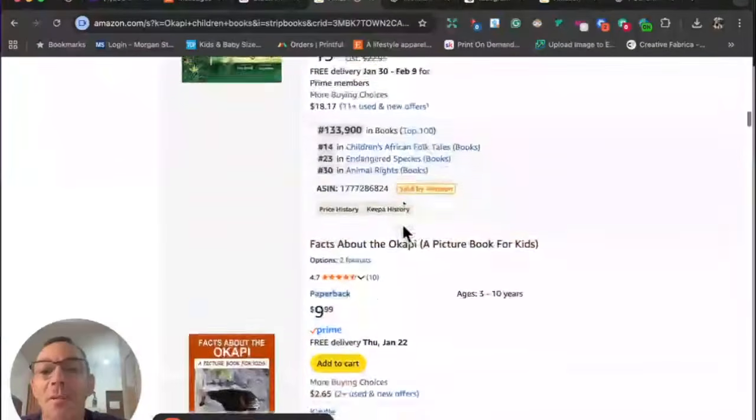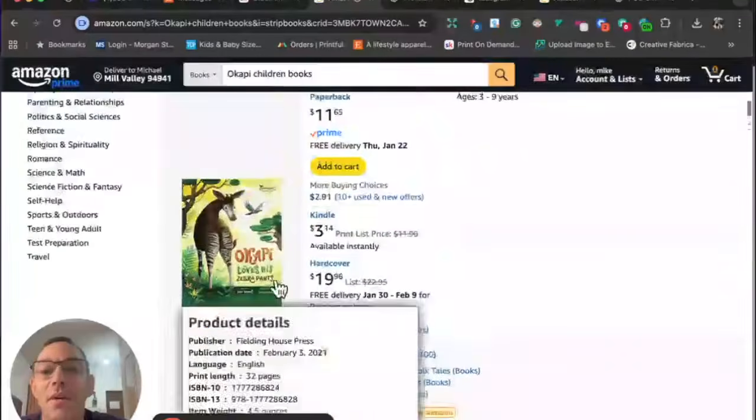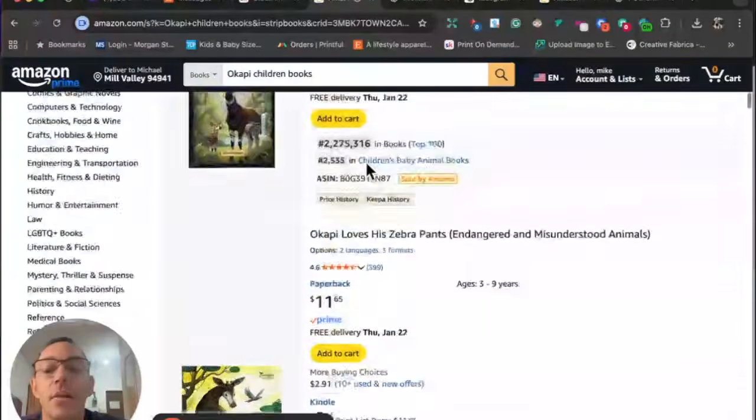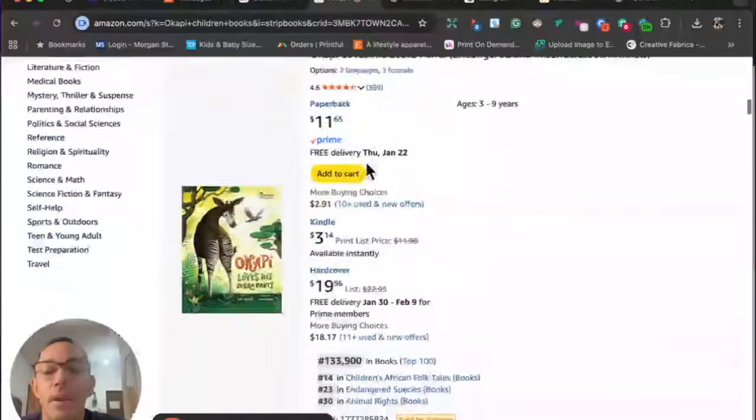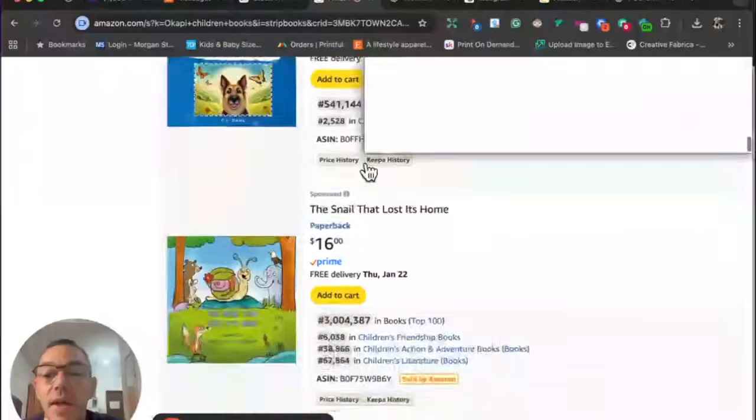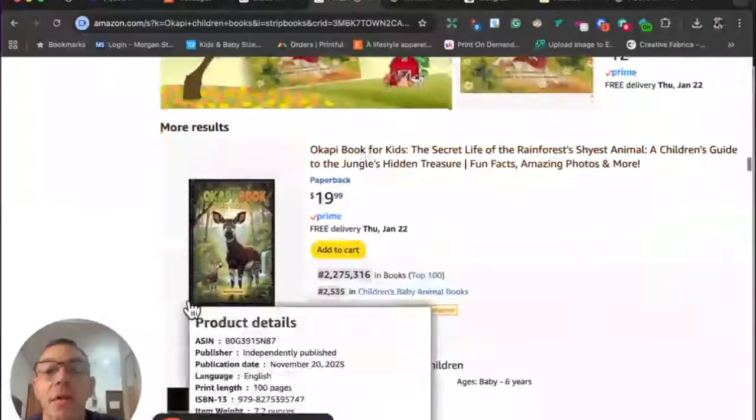So right here we got Okapi. Are these ones the same? This is another one. Yeah, 399. Oh yeah, it's the same book. We're probably doing an ad. Okay, so can I find another one?